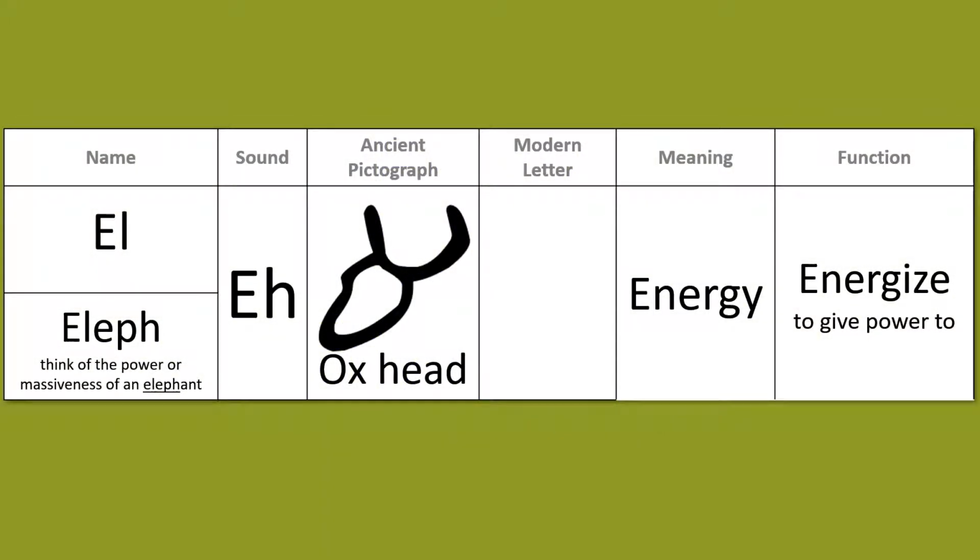Now that we've gotten all that out of the way, let's recap what we've learned and learn about some additional features of this letter. The name of the letter is El in ancient times. In modern times, we call it Aleph. The sound that it makes is eh, and its ancient pictograph was a picture of an ox's head, which represented energy. The function of this letter is to energize, which is to give power to. We write the modern letter like this.